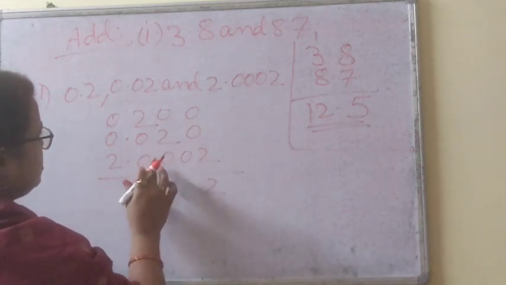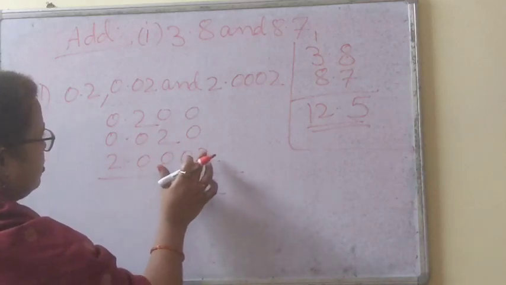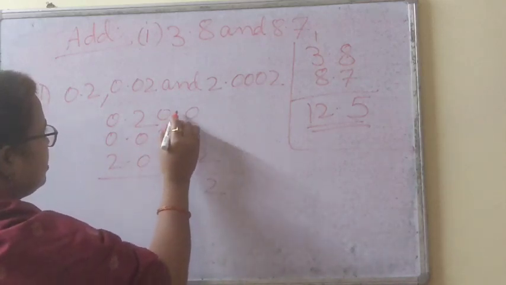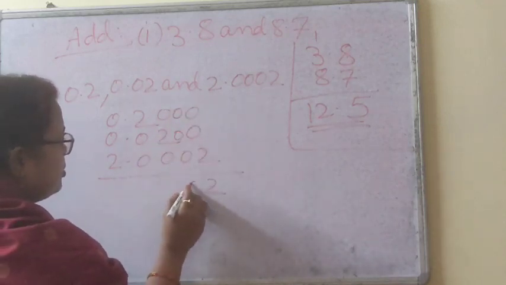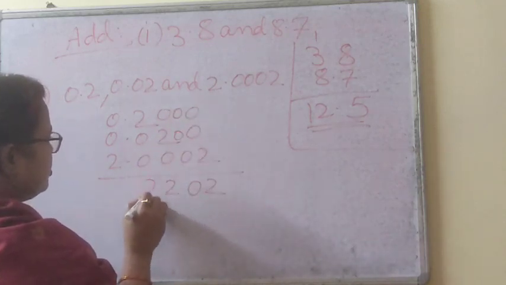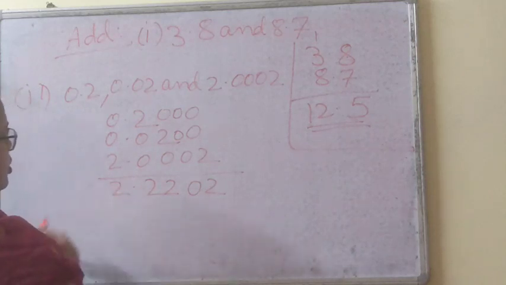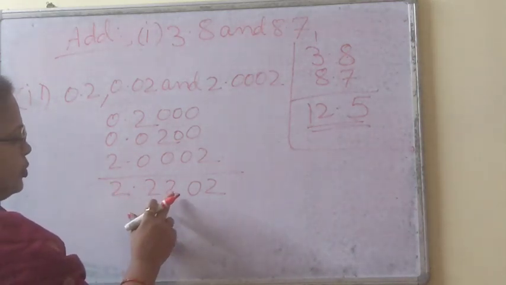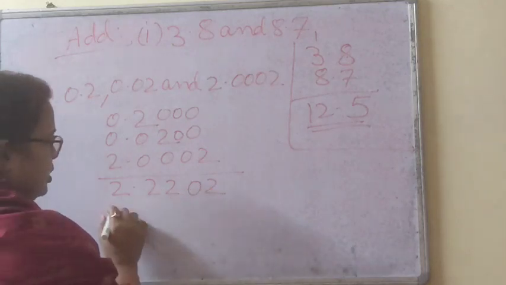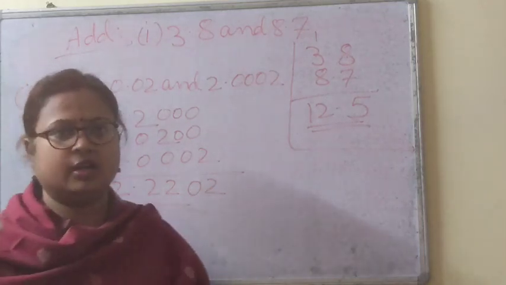So this is 1, 2, 3, 4. So here you put one more 0. Here you put one more 0. So it will be in the same vertical line. So 2, 0, 2, 2.2. Okay, means 2.2202, like this, and this will be the answer.